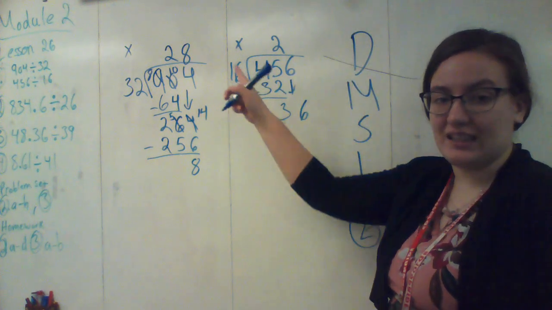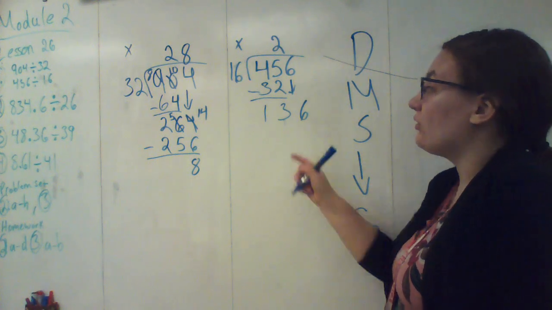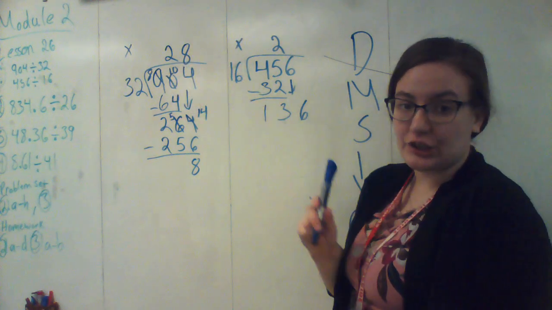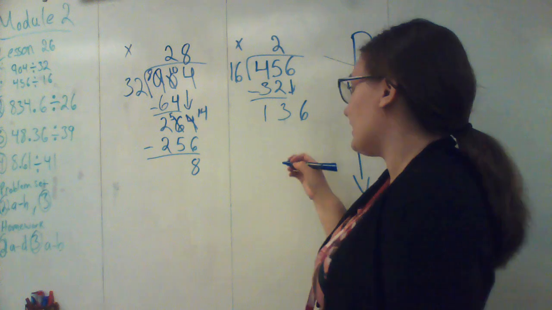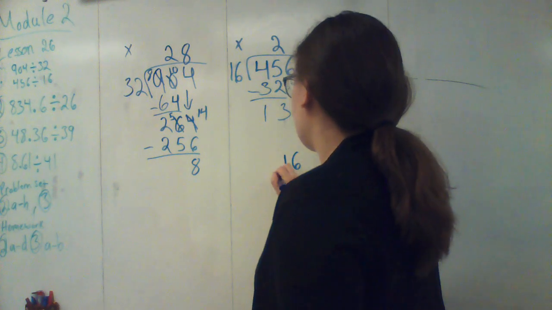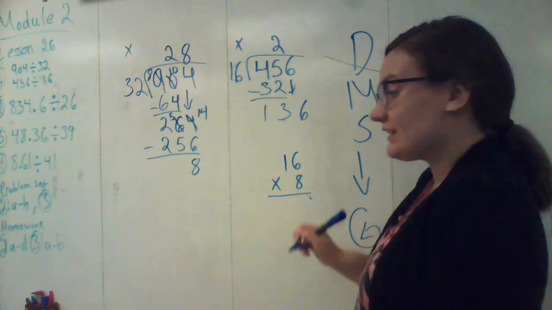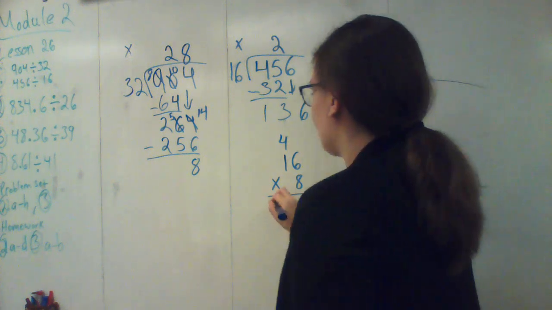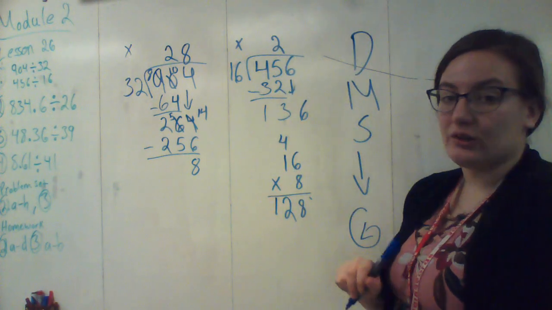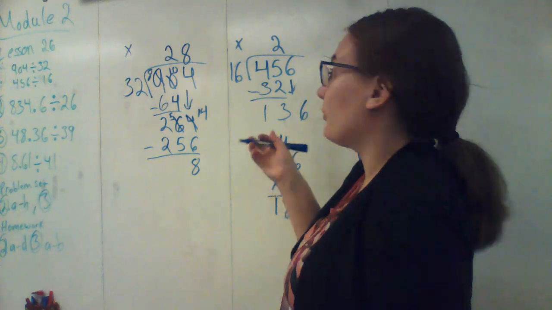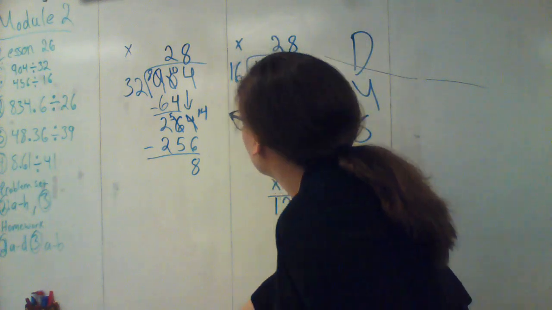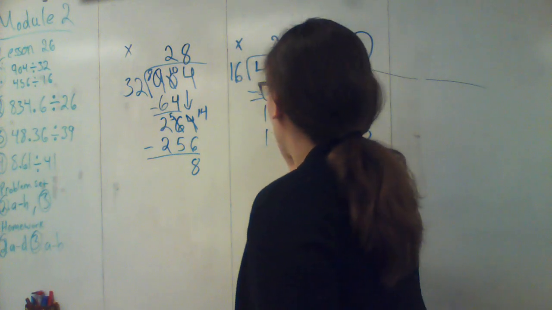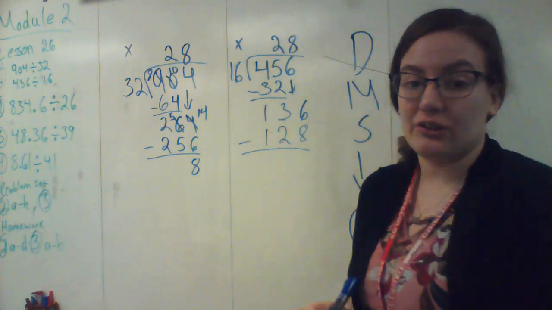So now I have to think about 16 times what is going to fit into 136. So just knowing that my answers are going to be matching up, I know that this is actually going to be an 8 up here. So I'm going to do 16 times 8. So 6 times 8 is 48. 1 times 8 is 8, plus 4 is 12, so that's 128. And that's as close as I'm going to get to 136 without going over. I'm going to put an 8 up here, and then I'm going to do 136 minus 128, and then go ahead and subtract.